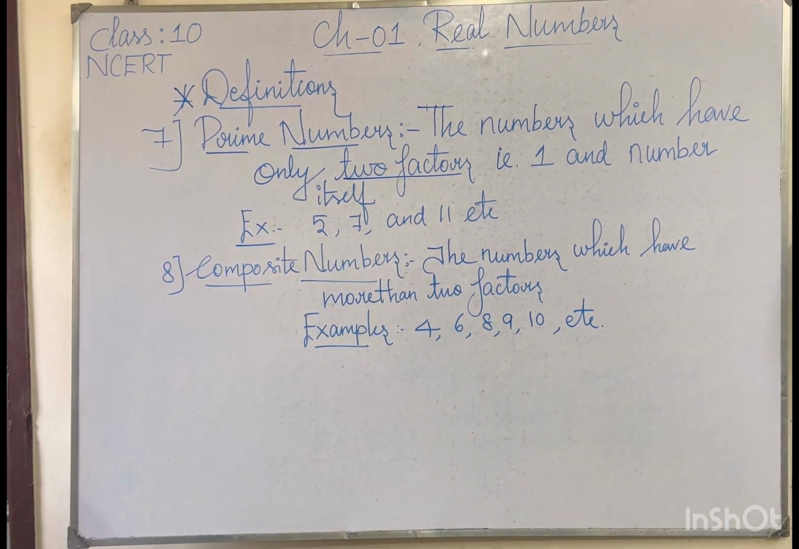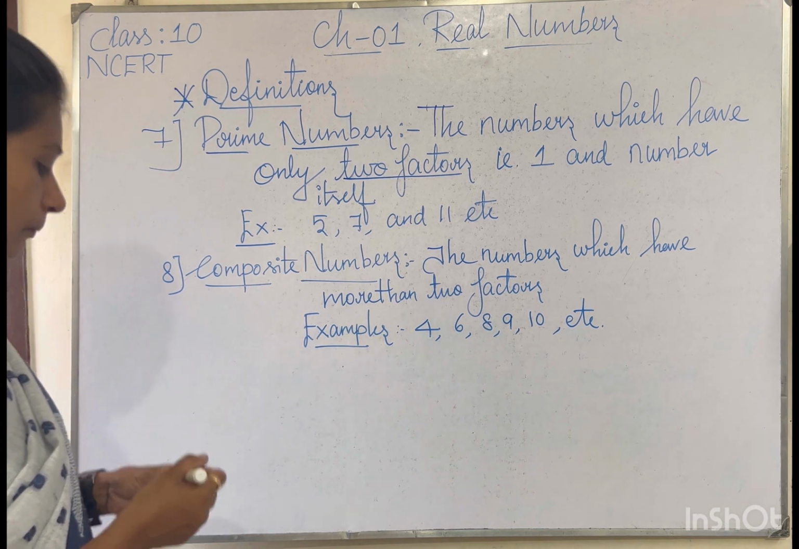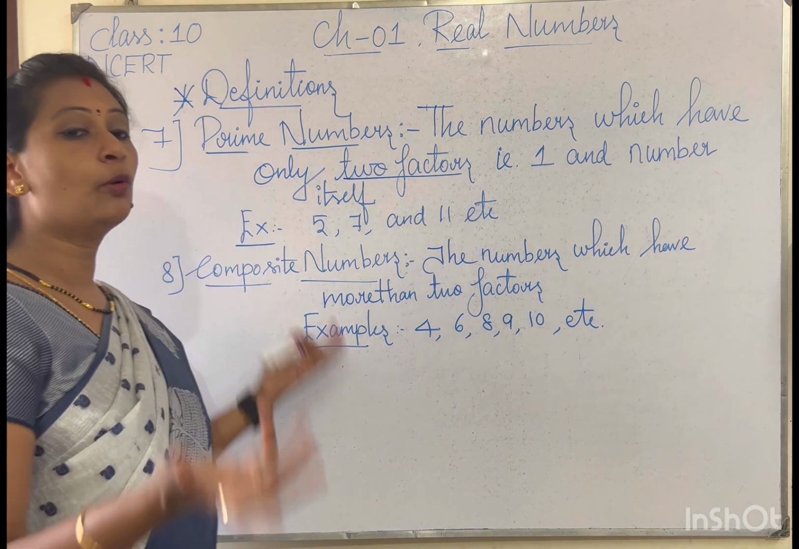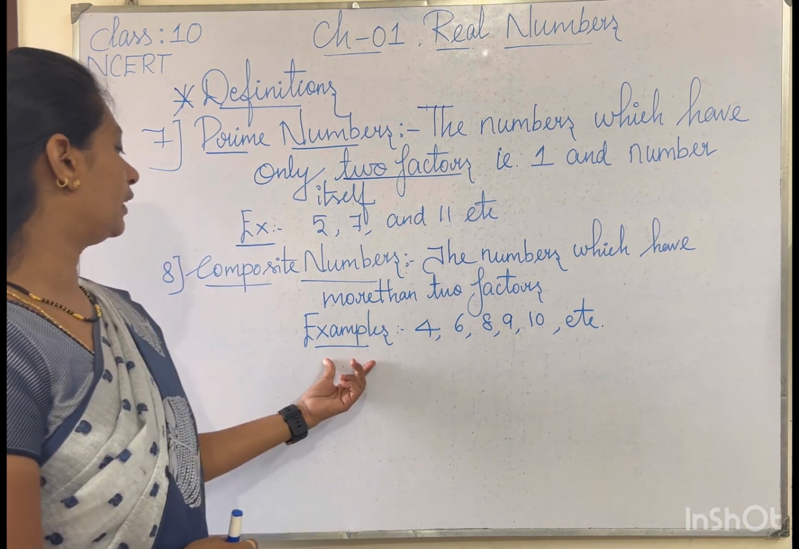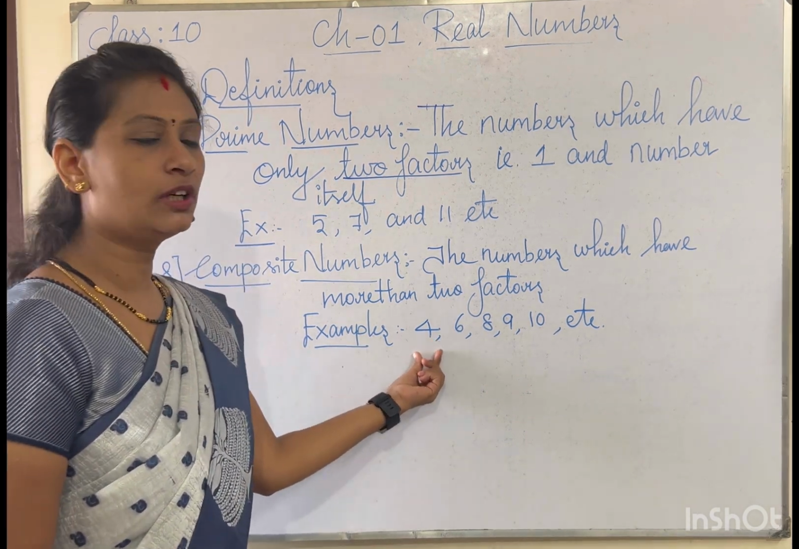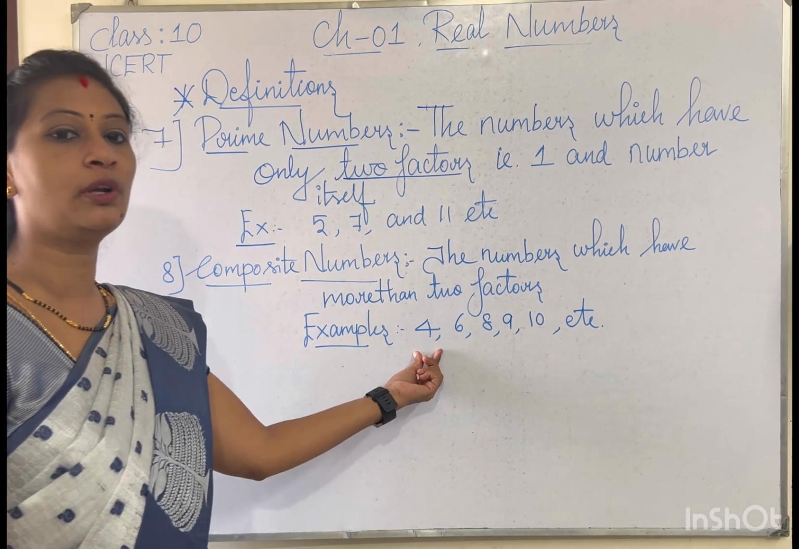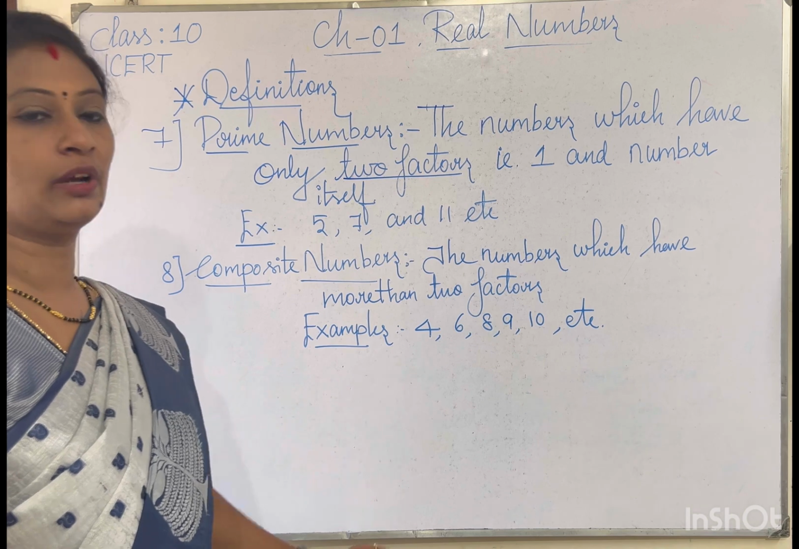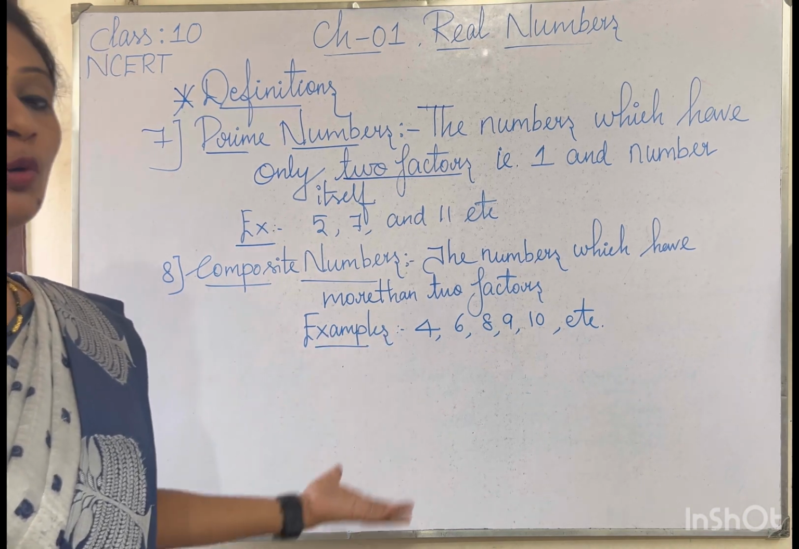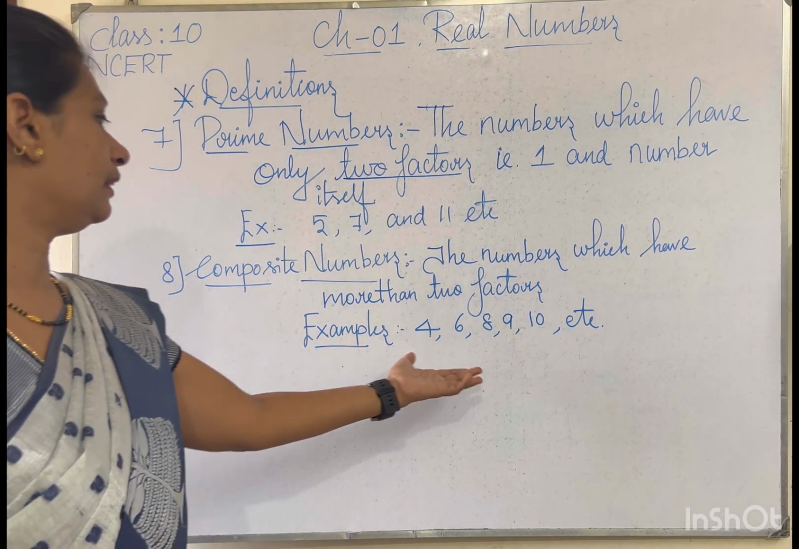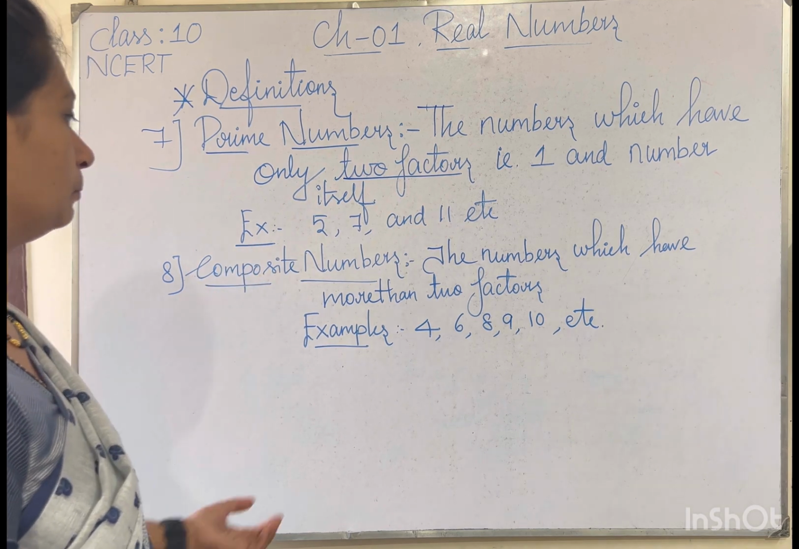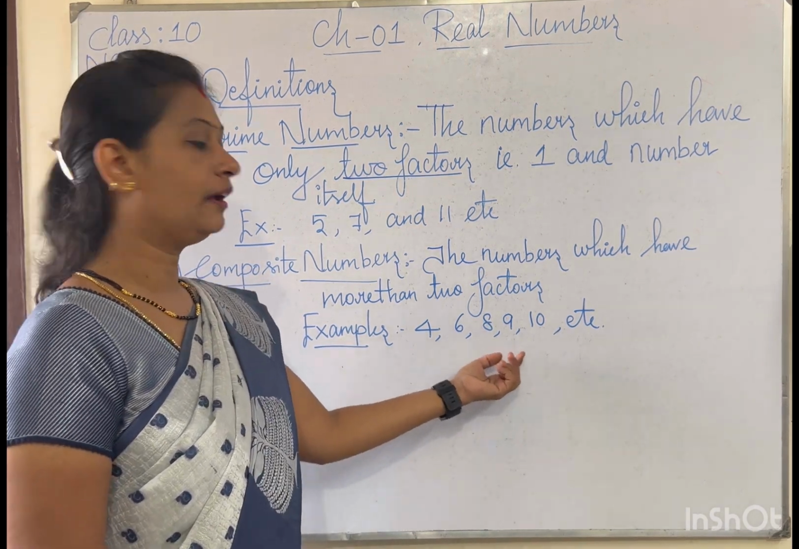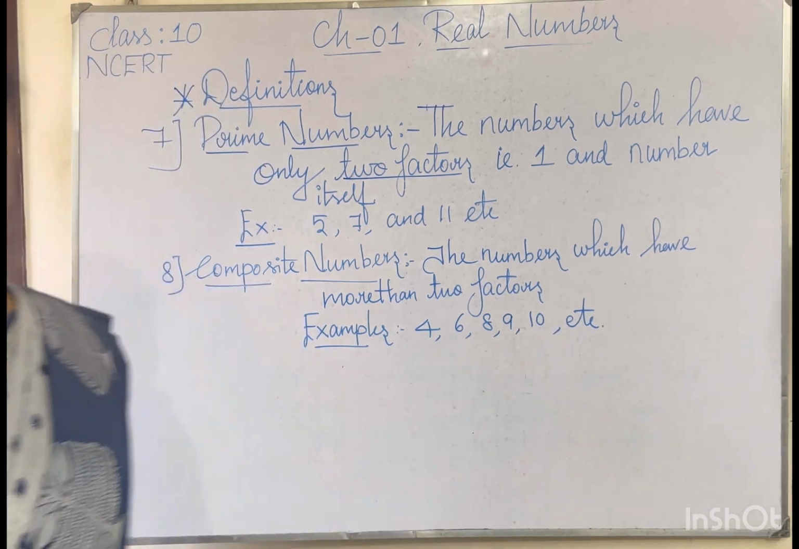The next definition is about composite numbers. What are composite numbers? The numbers which have more than two factors. For example, 4. What are the factors of 4? It is divisible by 1, 2 and 4. If a number has more than two factors, then it is said to be a composite number. Examples: 4, 6, 9, 8, 10, etc.